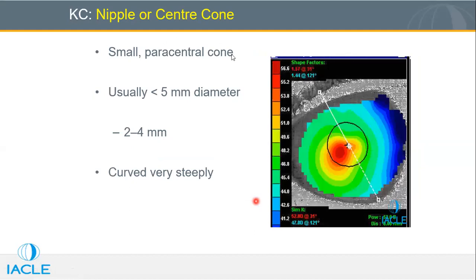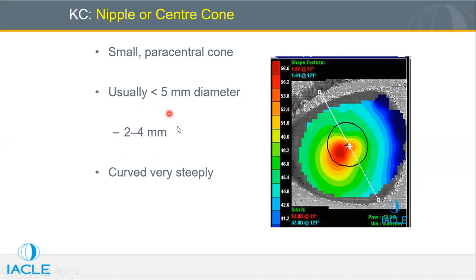A nipple or central cone is a small or paracentral cone basically. Earlier I was saying that it should be within 2 mm, but that was wrong. Actually it should be within less than 5 mm diameter. This black ring is 5 mm. So your nipple cone is when the steepest portion of the cornea is within 5 mm diameter of the geometrical center of the cornea. It should be the geometrical center. If the steepest part of the cornea is within 5 mm diameter of the geometrical center, then it would be categorized as a nipple cone.